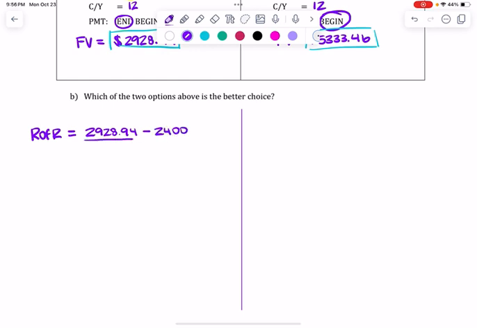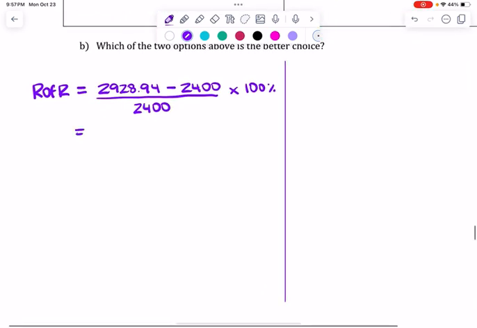Now for option 1 here, the total amount invested is very obvious because it's not a repeated payment. It's a one and done. And then I divide by that total amount invested, that $2,400, and I times it by 100%. I'm going to go ahead and do that calculation, and you should plug that into your calculator as well.